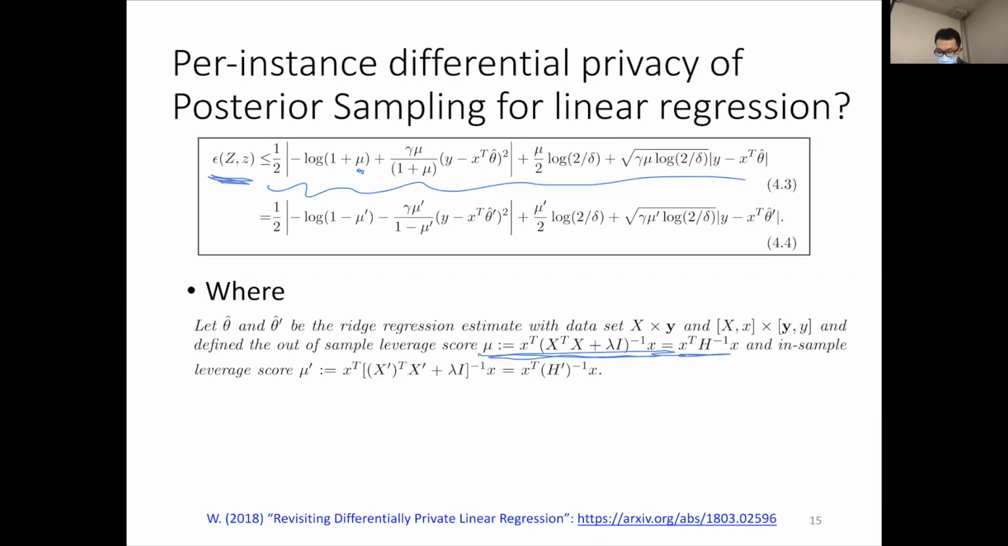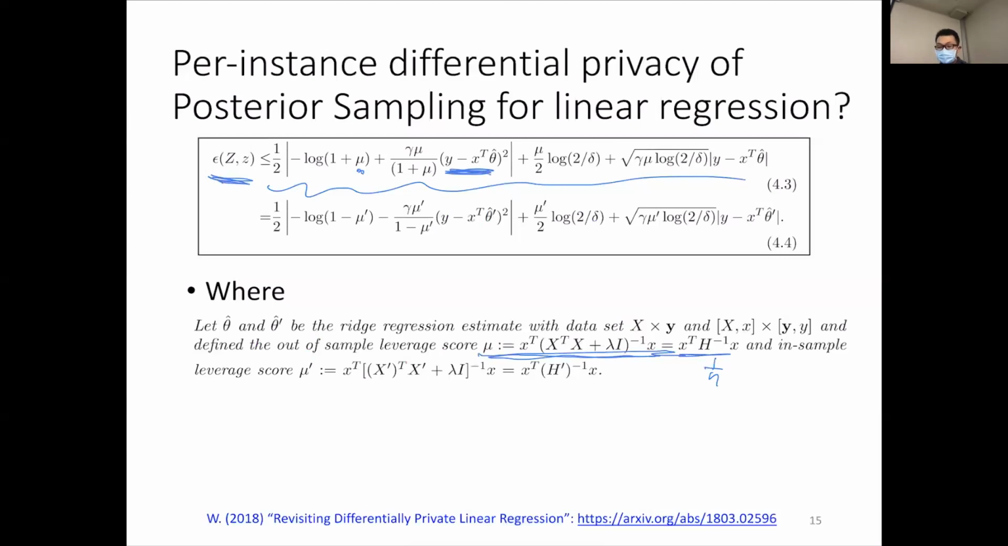It could be the in-sample leverage score or the out-of-sample leverage score, but it's just taking this inverse Hessian to be a quadratic form. And you can see that if this Hessian goes to 0 quickly, and if X behaves like most data points in the data set, then this value should be very small. It can be as small as 1/n. Okay, so this mu appears in many different places, and over here this term is the square of the residual.